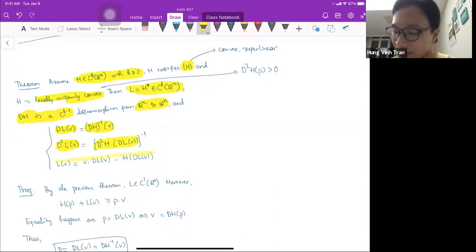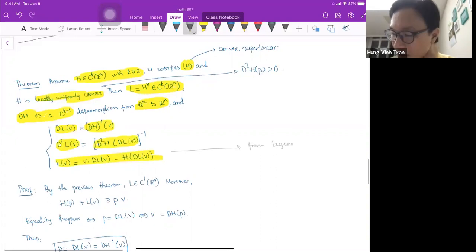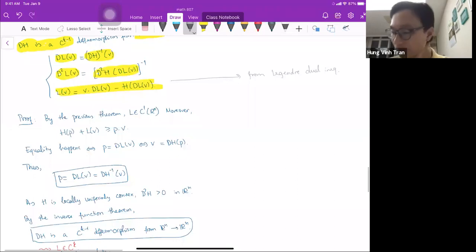And the third one is not too much. The third one is just coming from the Legendre dual inequality. That's not much. Okay, and exactly, you can see the proof is here.